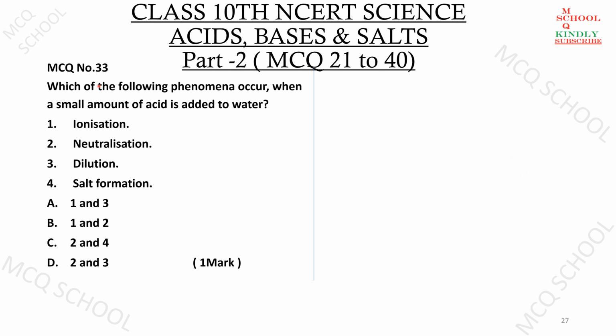MCQ number 33. Which of the following phenomena occurs when a small amount of acid is added to water? Options are: 1, ionization, 2, neutralization, 3, dilution, 4, salt formation. So two correct options are to be found out. Either A, 1 and 3, B, 1 and 2, C, 2 and 4, D, 2 and 3. So what is the answer as per you?